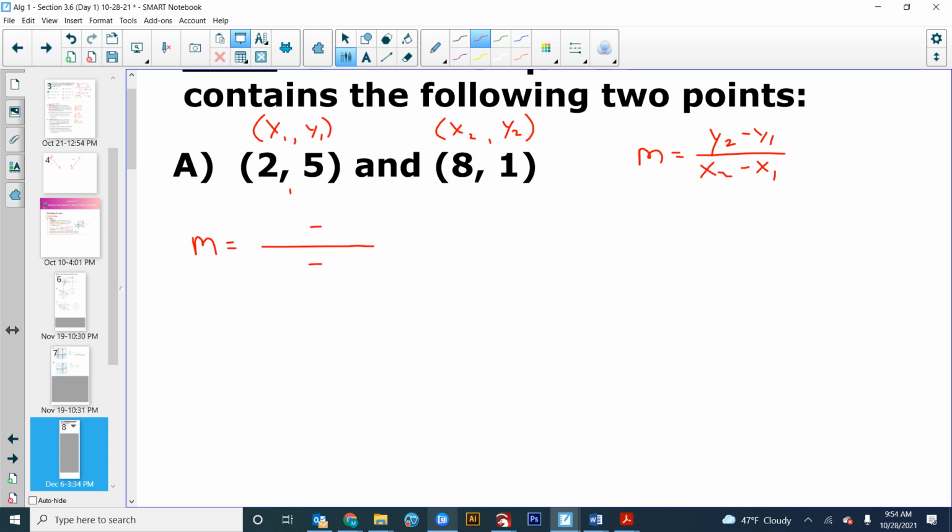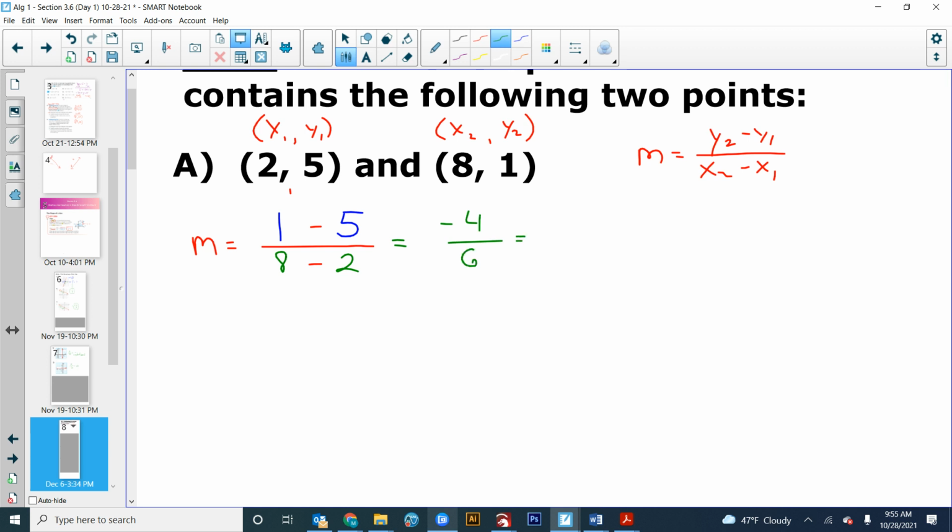All right, well, our slope is going to be a fraction. We're going to have subtraction. What goes in the first spot? What's my y2? 1. What's y1? 5. Good. What's x2? 8. What's x1? 2. Now you just subtract. And if these were negative, you'd have to do minus a negative and fix it to make it positive. What is 1 minus 5 over 8 minus 2? 6.